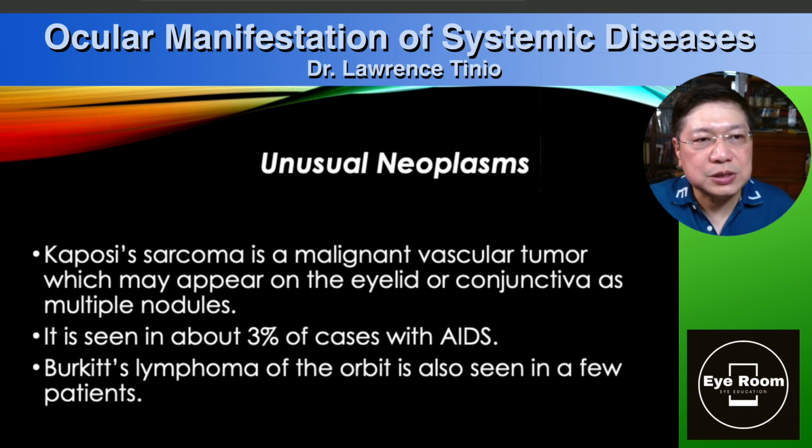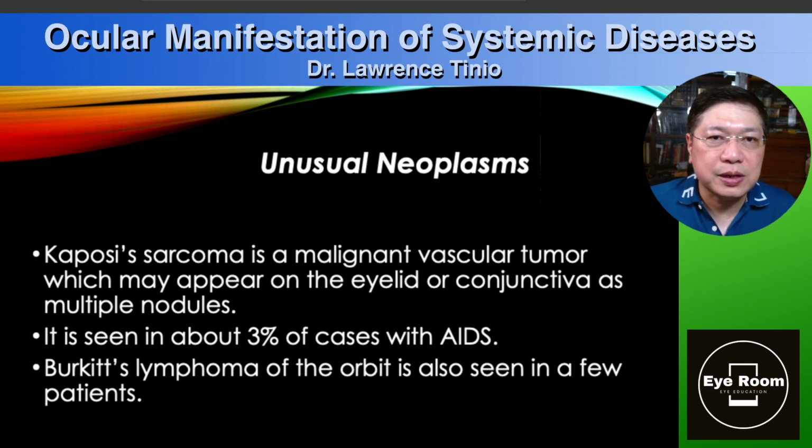One of them is Kaposi sarcoma, which is a vascular tumor that's malignant, and it may appear in the conjunctiva as multiple nodules. We'll show you later on what it means. And it could be seen in about 3% of cases with AIDS. Burkitt's lymphoma of the orbit is also seen in a few patients.